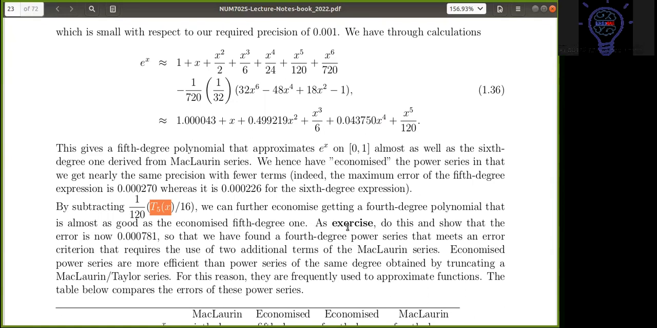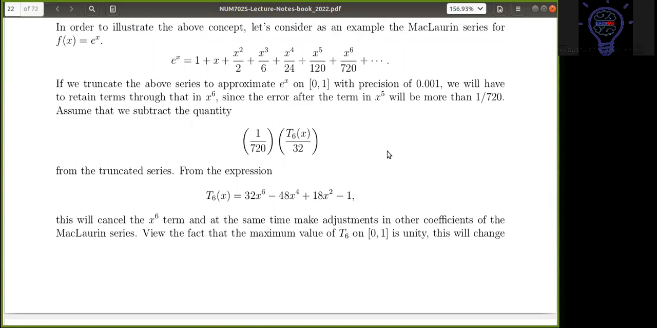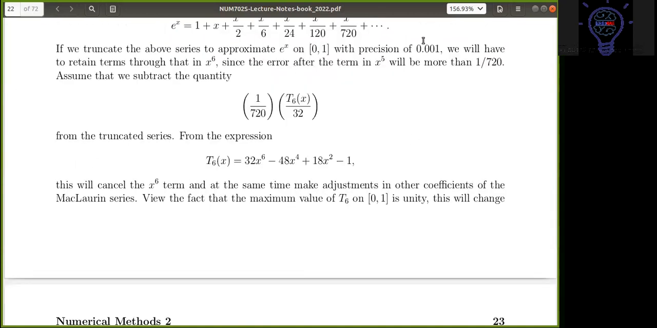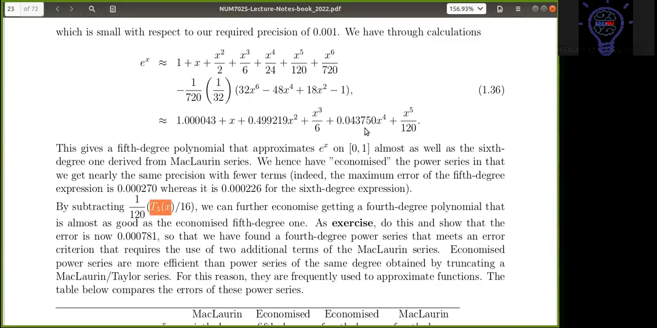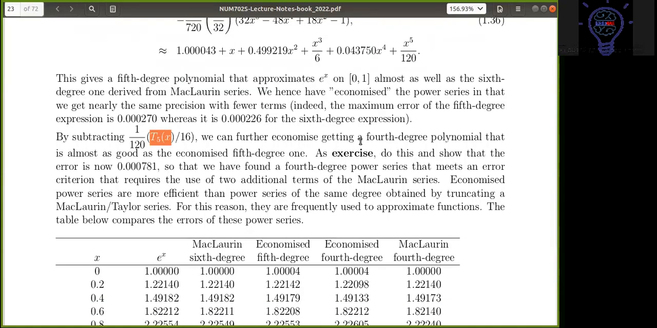And as an exercise, we can show that the error will be 0.000781. And if you look at this error, are we still within the requirement? If we look at our requirement here, yes, we are still within the limit, because we say the precision should be 0.001. So that's how we can proceed.